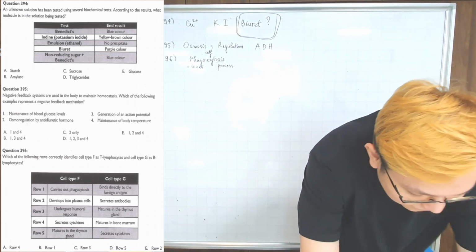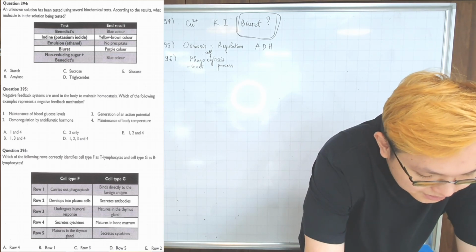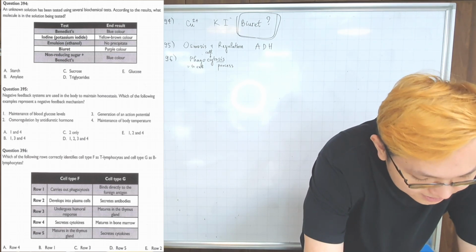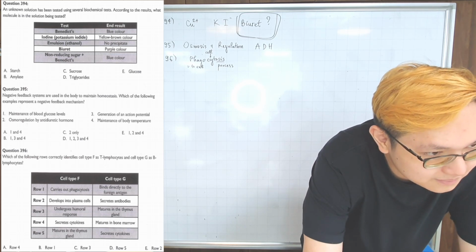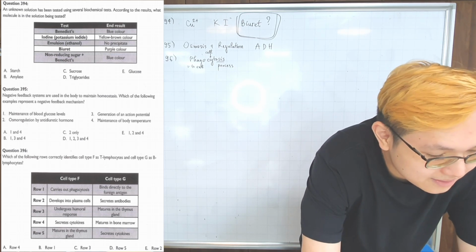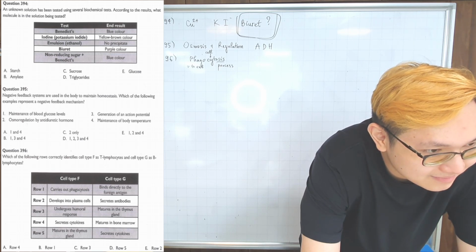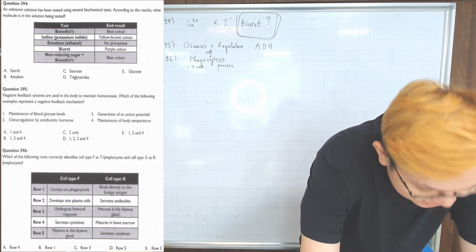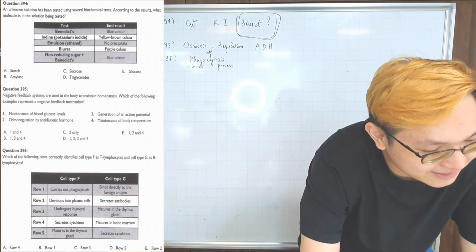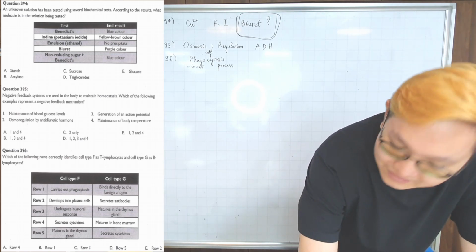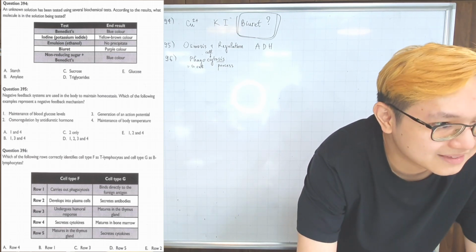Cell type G, it's the B, right? B lymphocyte binds directly to the foreign antigens. Does B lymphocyte bind directly, or does it produce antibodies rather than bind? B lymphocyte actually produces antibodies, and then antibodies will bind to foreign antigens, right? So it does not bind directly. So round 1 is wrong.